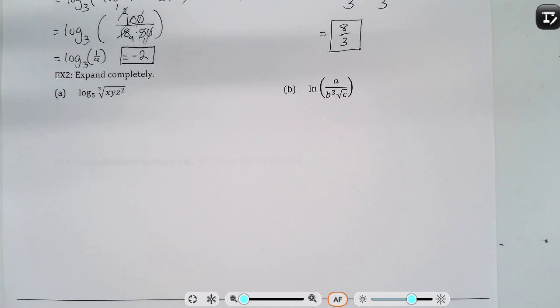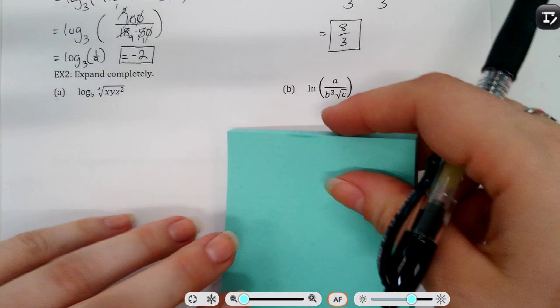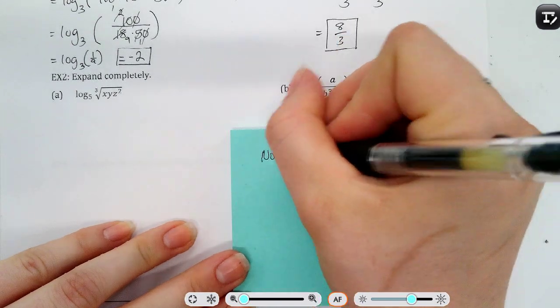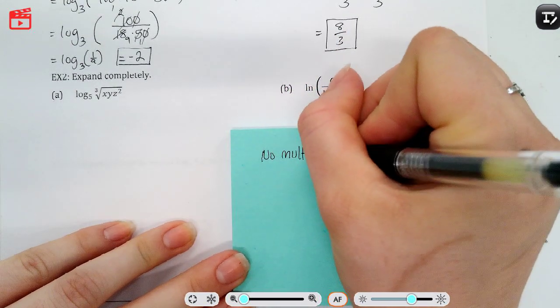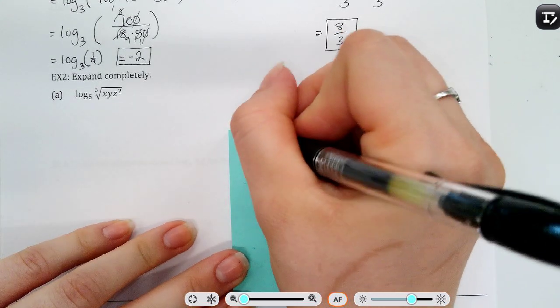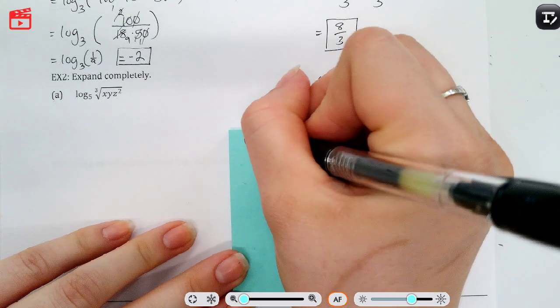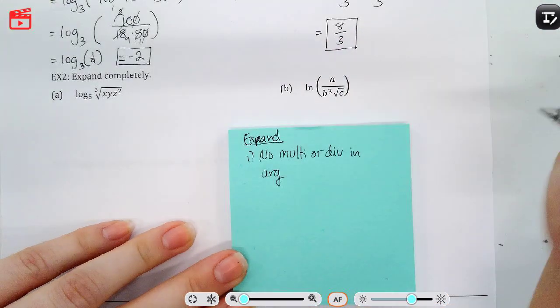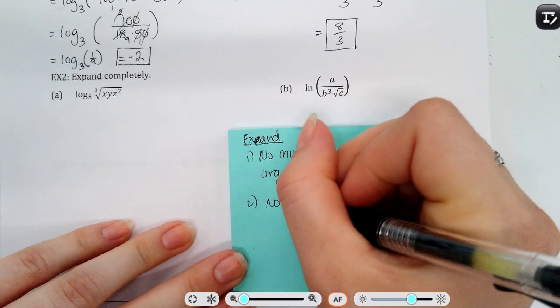We're asked to expand. Okay, so expanded form, we have to make sure that there's no multiplication in the arguments, and that there are no exponents on any of my variables. Okay, so no multiplication and no exponents. So that's going to be my checklist. No multiplication or division in the argument. This is for expanding. And 2, no exponents.